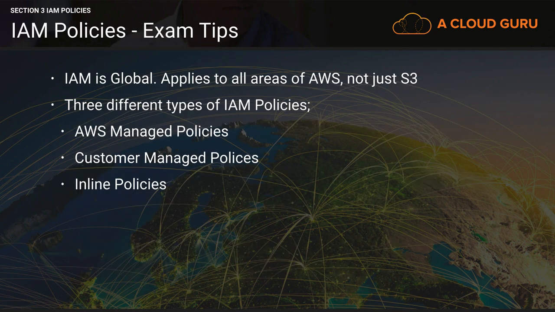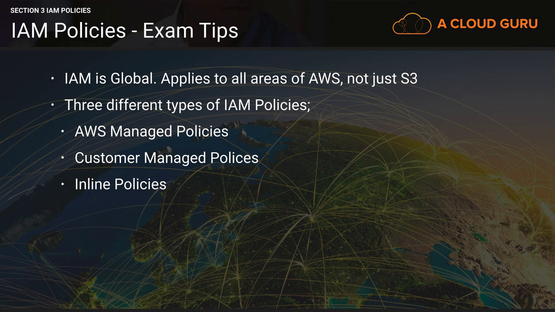Then we went on to IAM policies. We learned that IAM is global, so it applies to all areas of AWS, not just S3. So obviously you create IAM policies for EC2, for Lambda, for DynamoDB, for Rekognition, and so on.